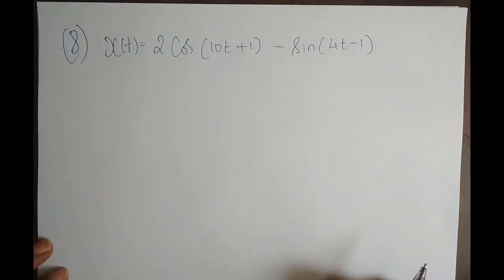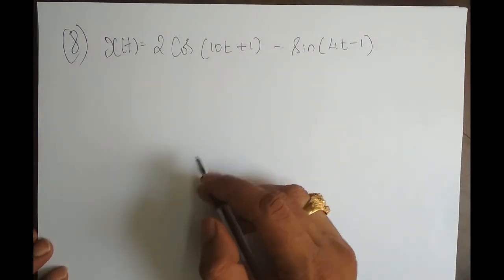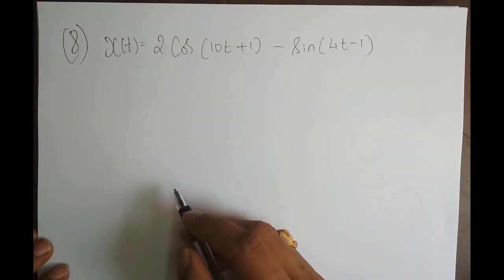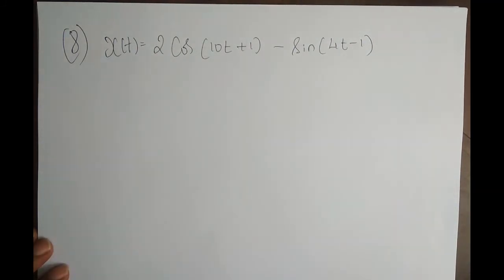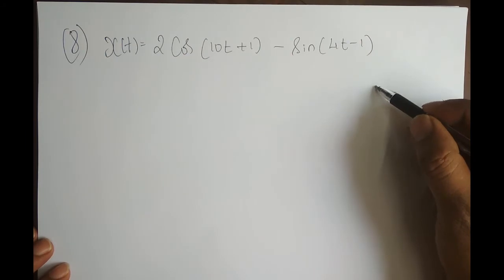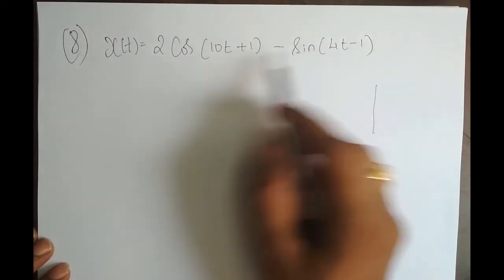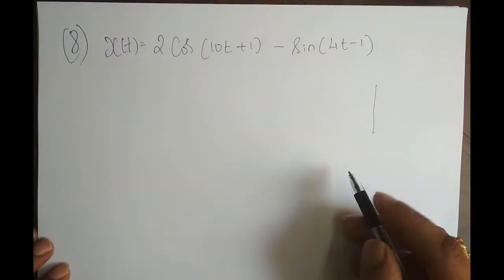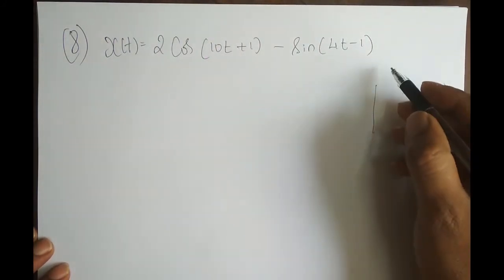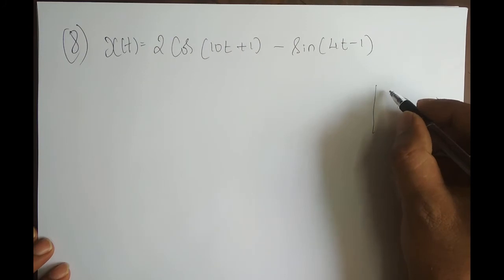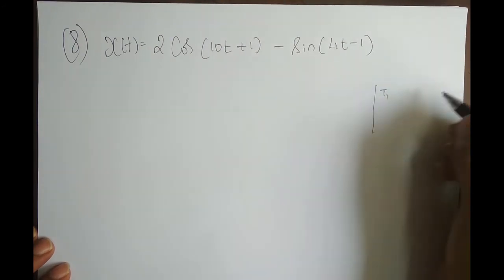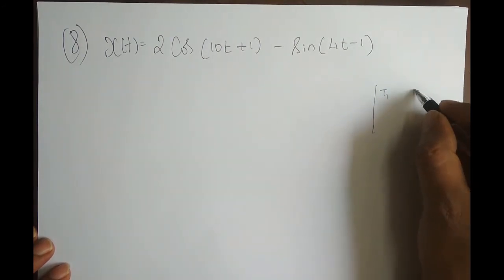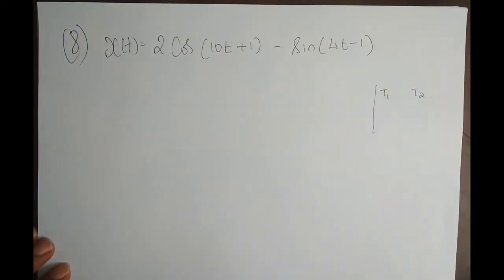Hello everyone, welcome back. We shall continue with solving problems on periodic and non-periodic signal. In the previous video, we have discussed how, if the signal is a sum or difference of two periodic signals, to find its periodicity. If it is a sum of two periodic signals and the first signal's periodicity is T1 and the second signal's fundamental period is T2, how do we check for its periodicity?